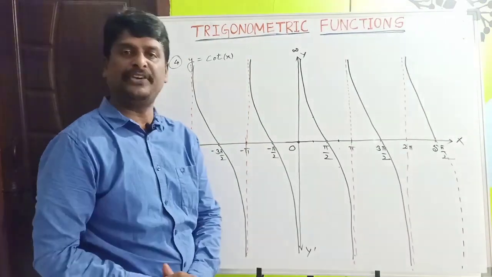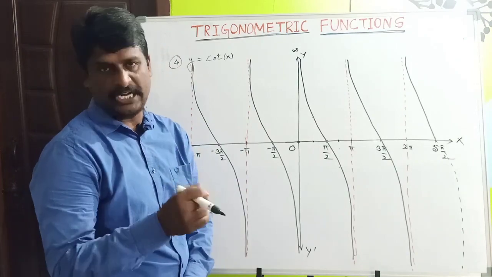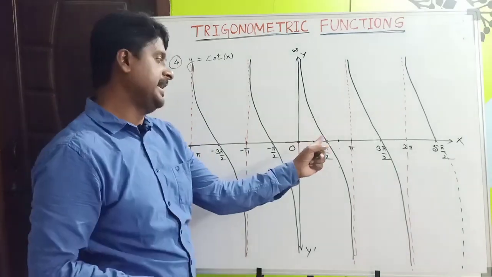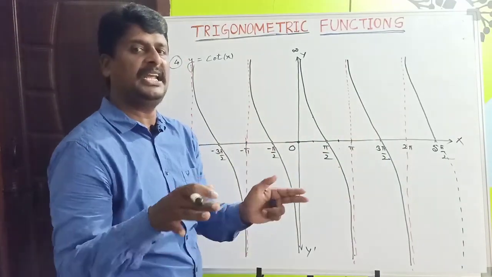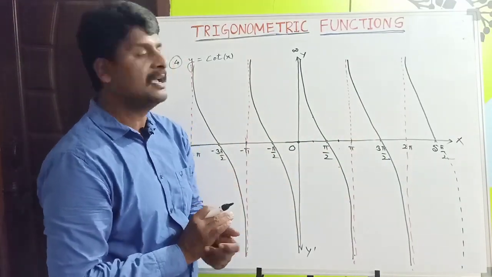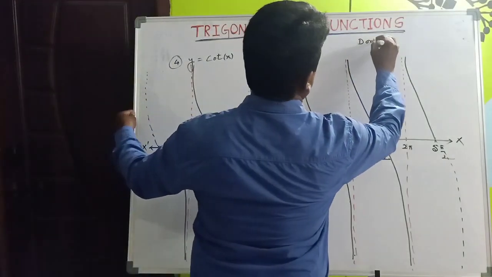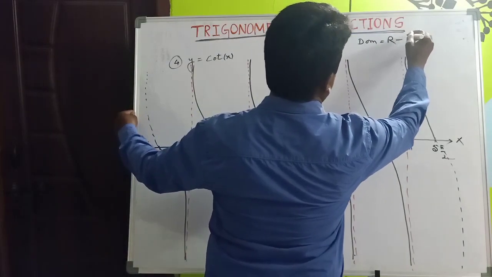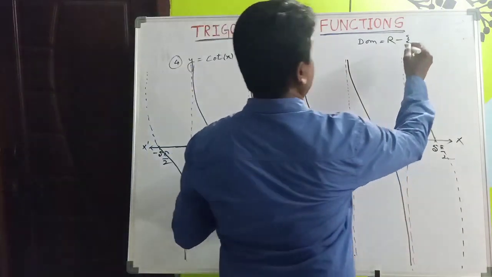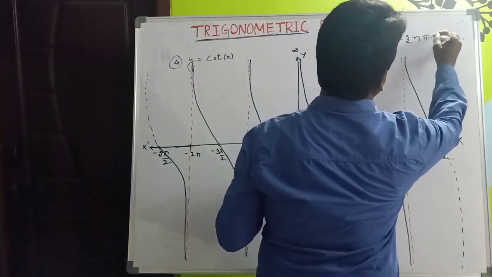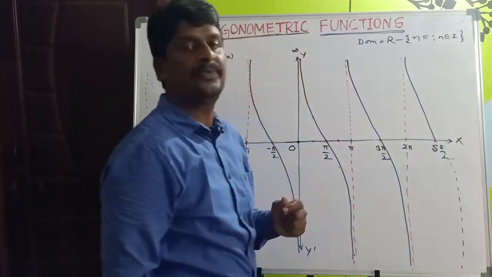So it is defined everywhere except angles which are multiples of pi. At pi, at 2 pi, at 3 pi, at 4 pi, at 5 pi, any integer multiple of pi, cot x is undefined. That's why its domain can be written as R minus integer multiples of pi. Integer multiple of pi general value is n pi such that n belongs to Z.